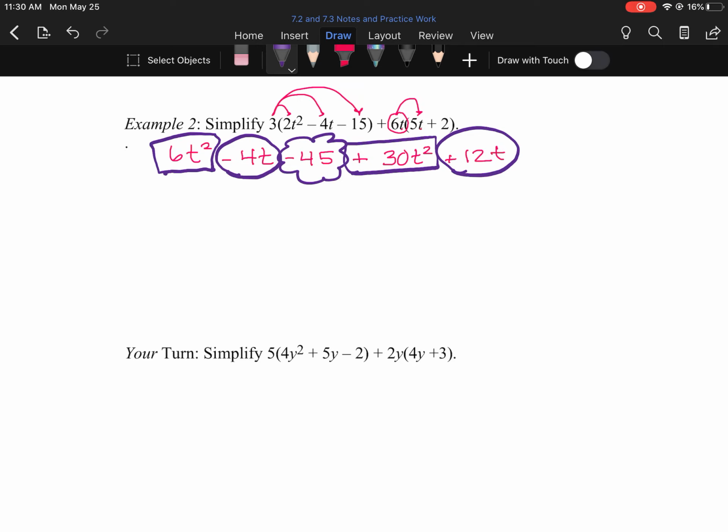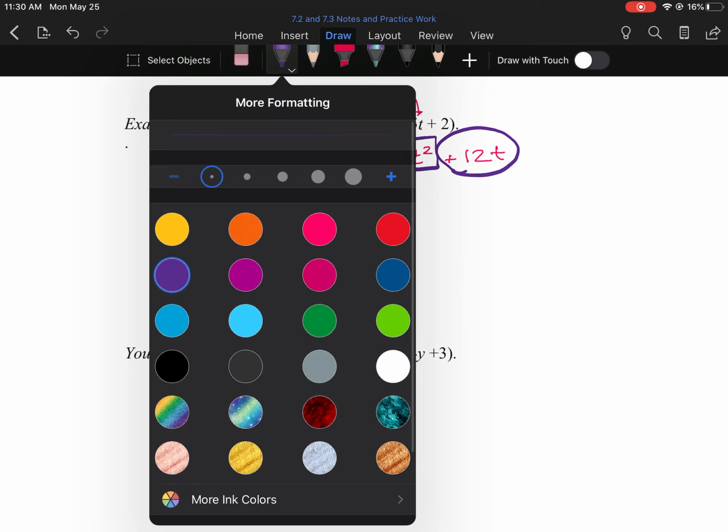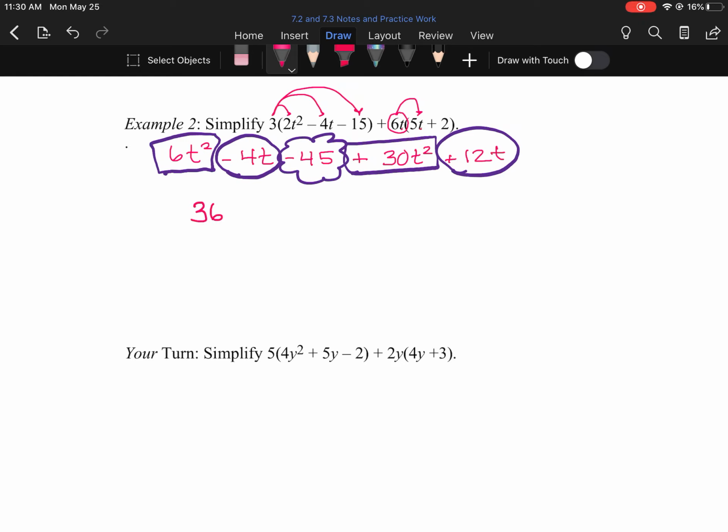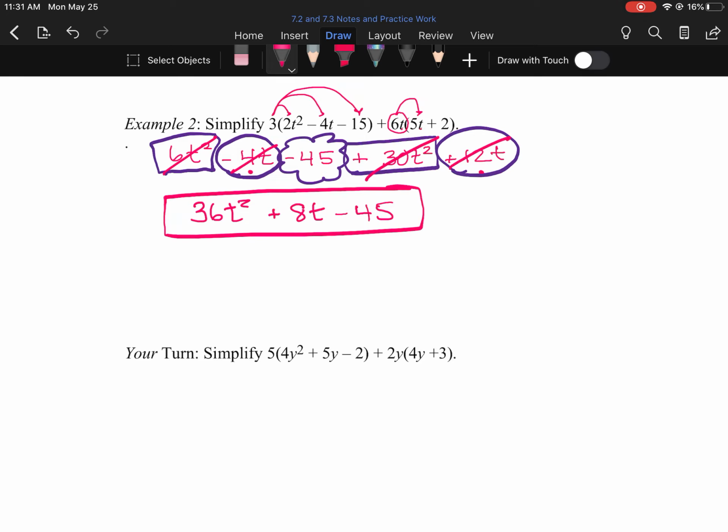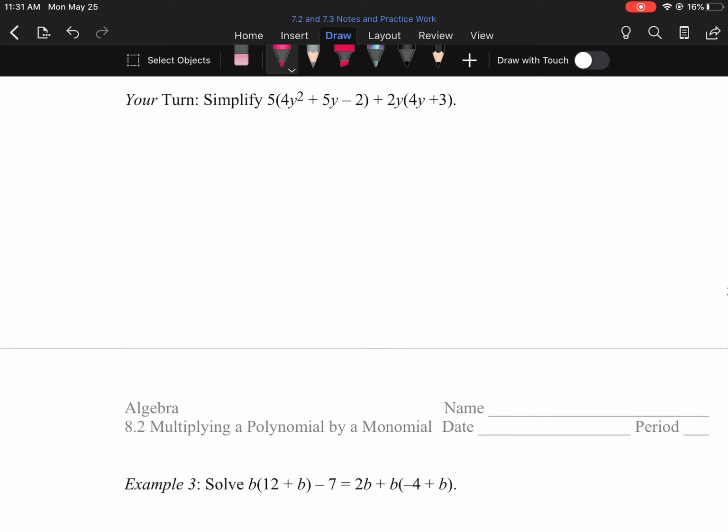I like to put, and actually it's not just because I like to, we always put the largest exponent first. So t squared is my largest exponent. So 6t squared plus 30t squared gives me 36t squared. So I took care of both of those. I have a negative 4t and a positive 12t. So we have to take 12 minus 4, and we get 8t. So that's a plus 8t. Cross those two off. I don't have anything to put with my minus 45, so I just put minus 45. Okay, pretty straightforward. Again, take a moment, try the your turn, and then come back.